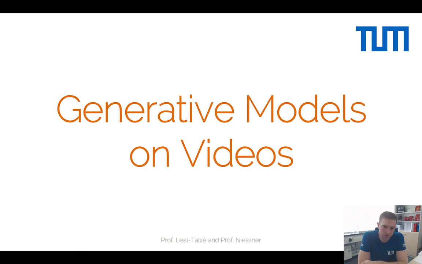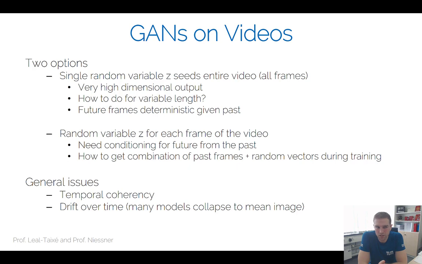And let's have a very simple version first. Let's go back to GANs for the time being. Let's imagine how we would do this on videos. If you had to design your own GAN model, what are the options? How would you design your architecture? Very naively, right? Without thinking too much.